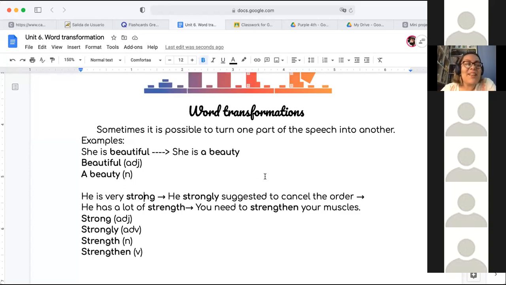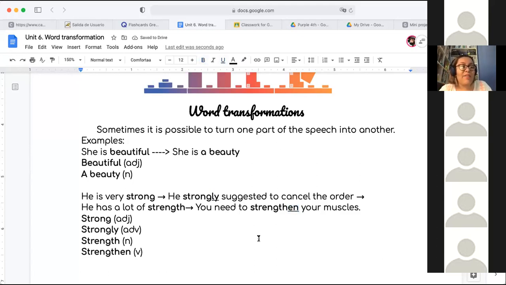So the question was, what is the difference between strong and strongly? No, in the structure. Queen in the chat said that it's ly. Exactly, that's the difference. Strong, strongly, all right? And then for strength, which is the noun, and the verb strengthen, what's the difference? Yeah, exactly, that is the difference, okay?